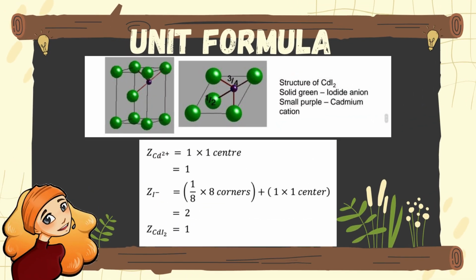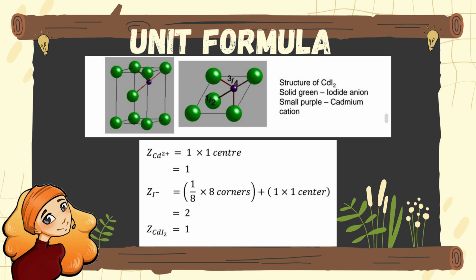So the picture here shows the unit cell of the structure of cadmium iodide. Solid green shows the iodide ion, while the small purple solid shows the cadmium cation. So from this structure, we can see that there are 8 iodide ions at the corners and 1 iodide at the center of the hexagonal cell. So the unit formula for iodide is 2.